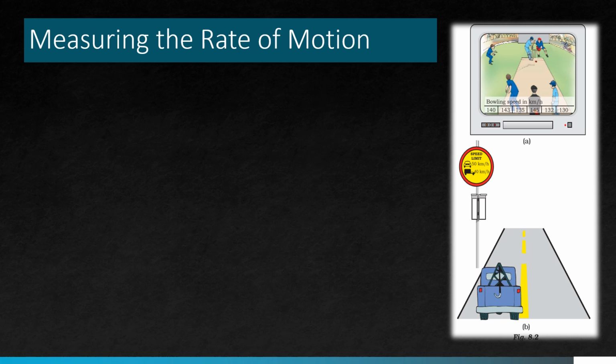Now we know that there are 6 balls per over, so the speed of all the 6 balls is mentioned here on the television set, right? Now moving to the second image, it is about a highway and there is a signboard on the highway wherein they have mentioned the speed limit, right? In both the images, we are talking about a common term, that is speed. So now we'll discuss what speed is.